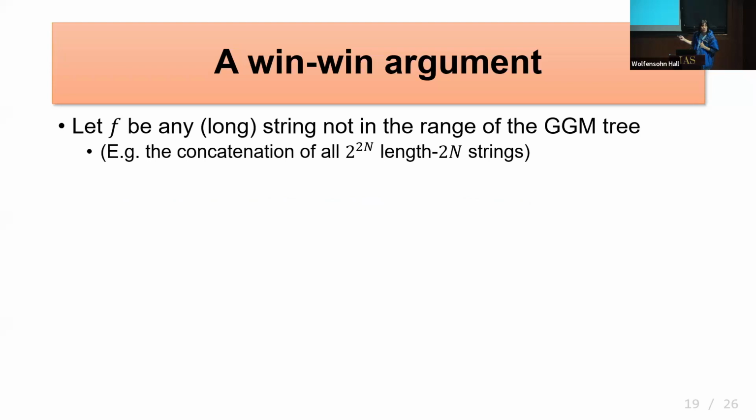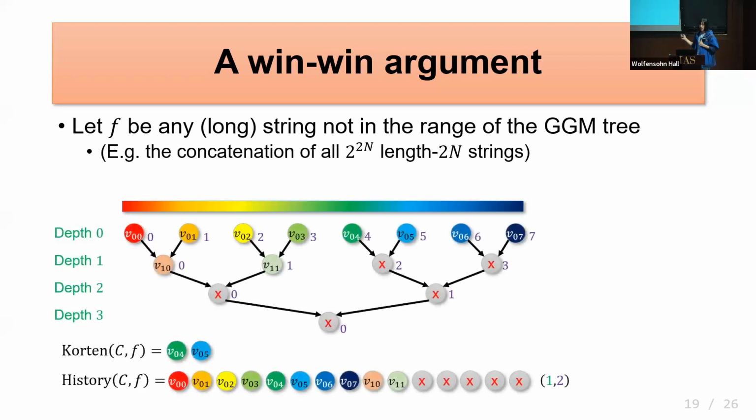What do you mean by the range of the GGM tree? Oh, so I have a circuit from n bits to 2n bits, and I build a GGM tree like this. So we get a new circuit from n bits to t bits. If f is a string not in the range of this circuit from n bits to t bits, then Korten's reduction will be successful. That's for a specific C, for a specific stretching function. Yeah, or you can also think of f as a hard truth table.